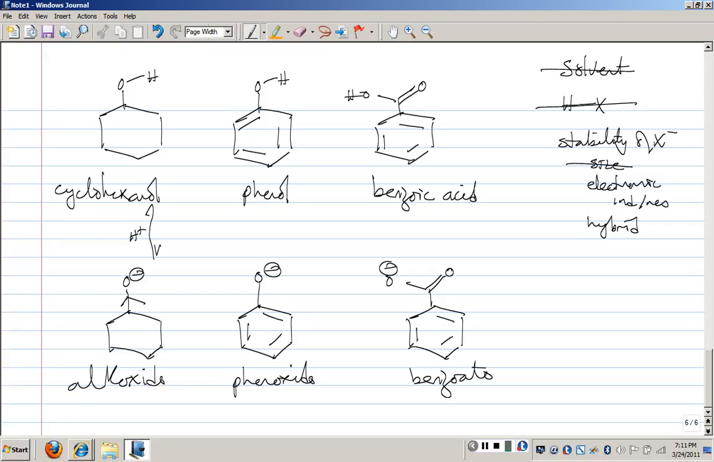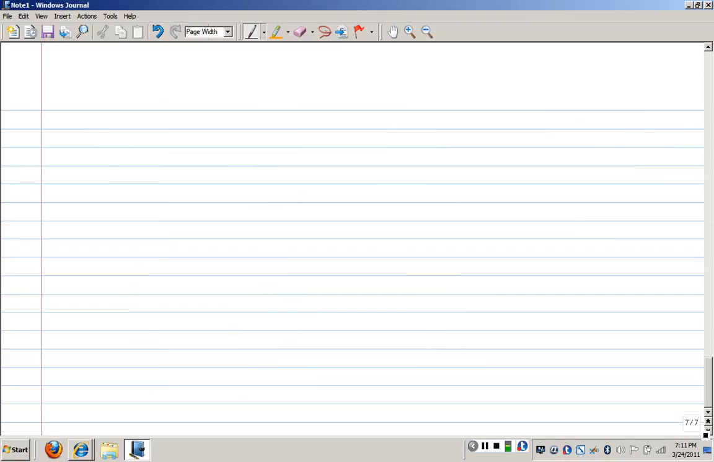The phenoxide. This has an O minus charge, but that O minus charge is stabilized by resonance. It's got O minus a single bond away from a multiple bond. So I can draw a resonance form like that. I'll need another page. So I can draw resonance forms for the phenoxide that look like this.